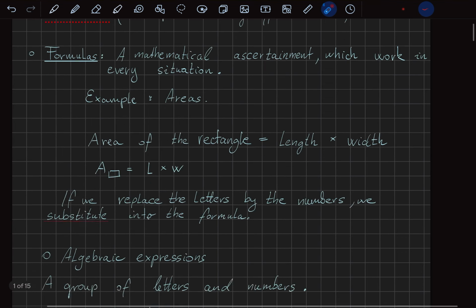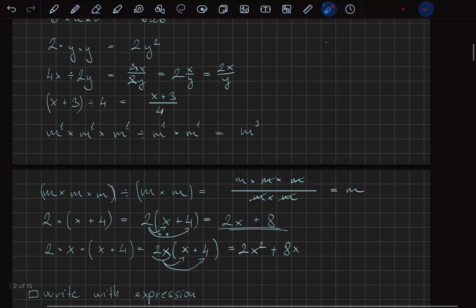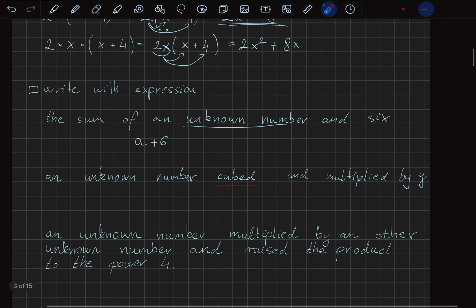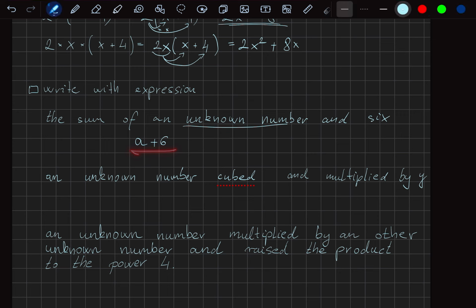Next one. So this is the solution. An unknown number cubed and multiplied by y. I will say, okay, b cubed and multiplied by y, or another unknown number. So it's yb cubed.